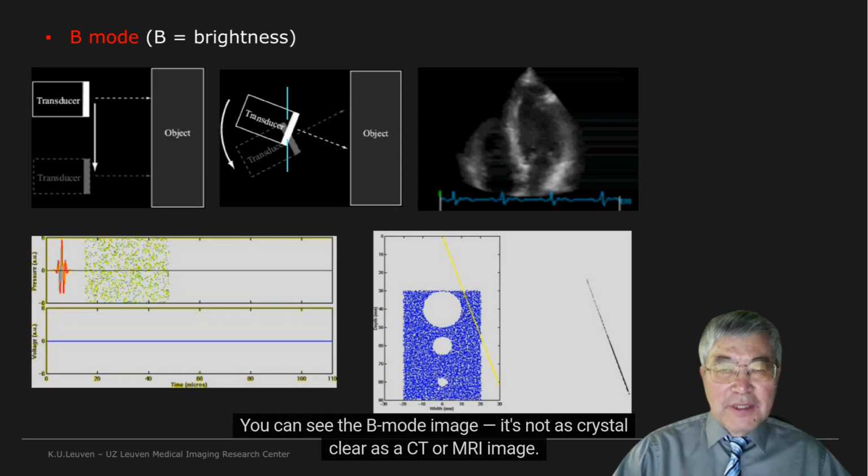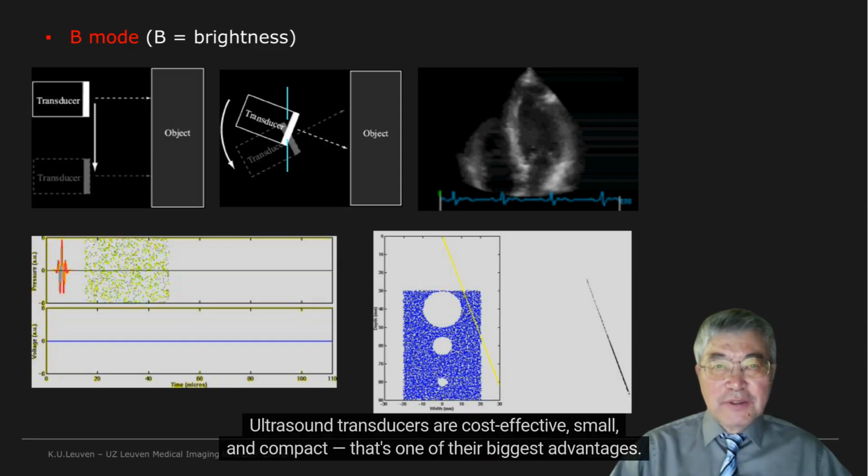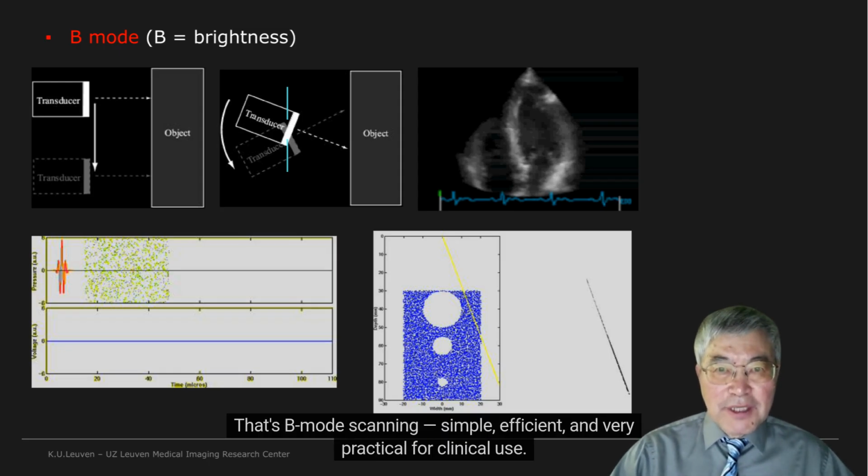It's not as crystal clear as a CT or MRI image. There are speckles, some noise, and scattering effects. But you can still recognize the major anatomical structures. Ultrasound transducers are cost-effective, small, and compact. That's one of their biggest advantages. They can operate at high speed, producing real-time imaging. That's B mode scanning. Simple, efficient, and very practical for clinical use.